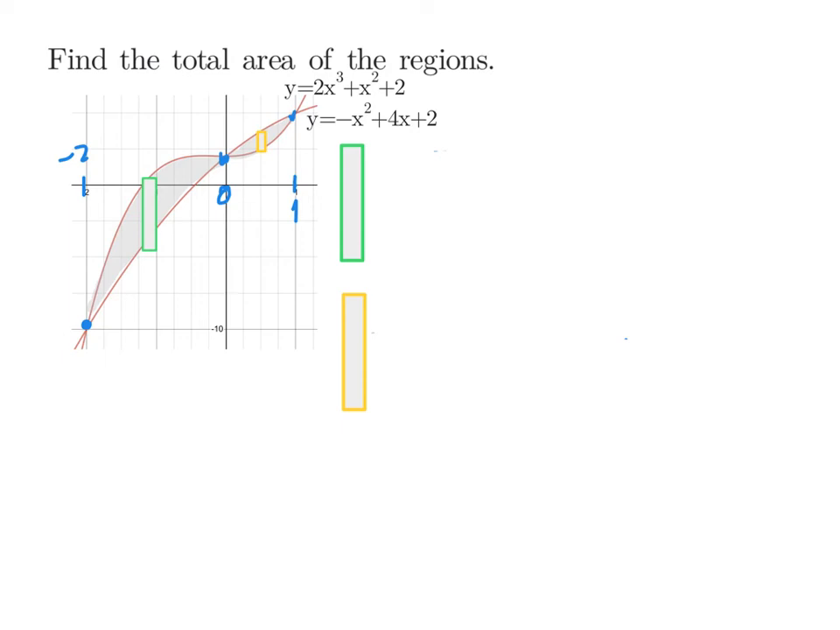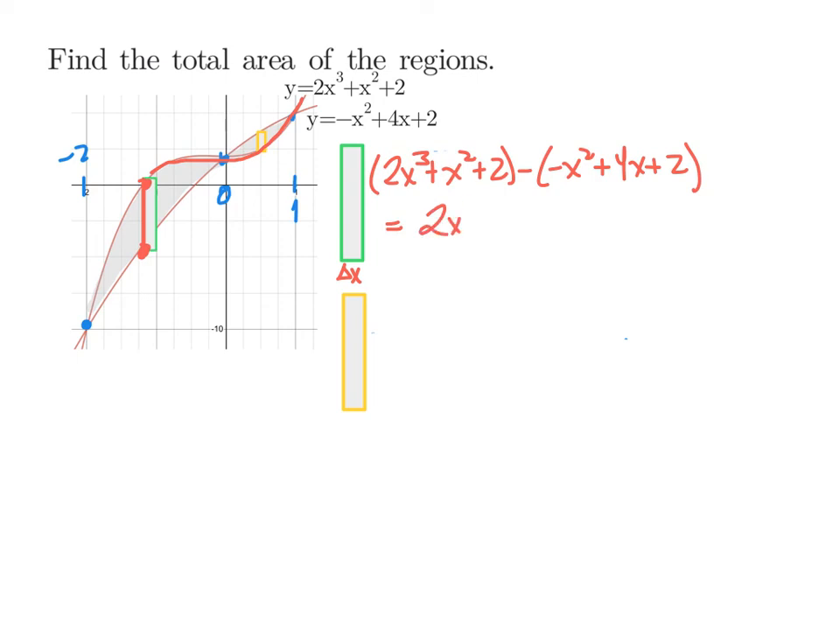Now, when we set up our representative rectangles, we recognize that we're dealing with two separate regions, so we need two separate representative rectangles. In the first region, I have this green rectangle. The base of that rectangle, since it's a horizontal distance, will be delta x. Now, when we want to find the height of this rectangle, remember to take the big curve minus the small curve. That's what's going to be very important. When we recognize what the big curve is, we follow it to its equation, that being 2x cubed plus x squared plus 2. The smaller curve then is going to be negative x squared plus 4x plus 2. When we simplify everything, we'll have 2x cubed plus 2x squared minus 4x. And the 2 minus 2 will cancel.